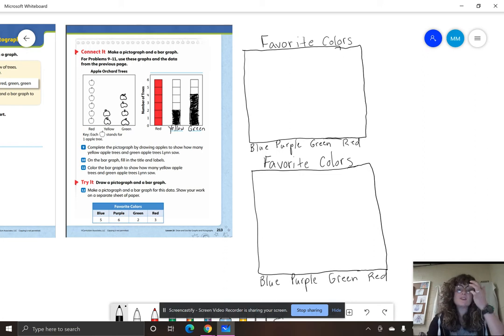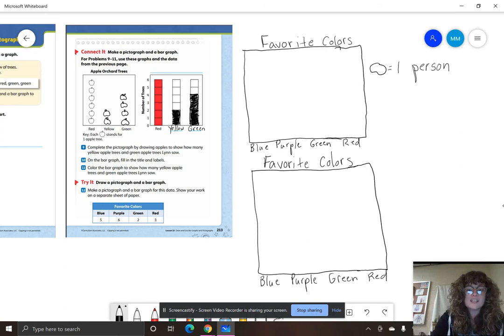So let's start with looking at our pictograph. I need to decide what picture I am going to use. I think I'm going to use paint splatters. So I'm going to say this equals 1, make a pictograph. Ooh, 1 person. All right, so these pictures stand for one person's favorite color.